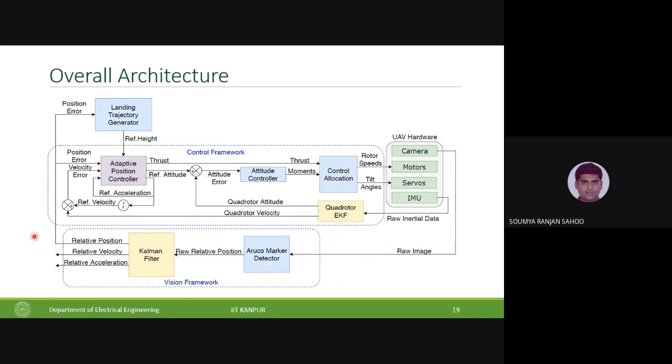So this blue box that you see here, which is the vision framework, and the landing trajectory generator, are the new things that are added onto the quadrotor's controller.